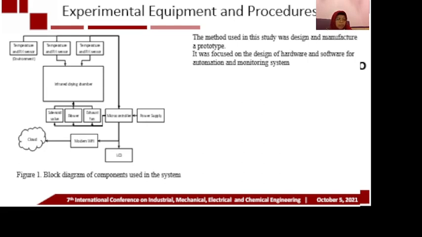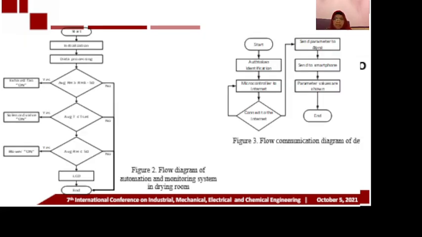Based on Figure 1, the drying room was equipped with 3 temperature and humidity sensors. 2 sensors were installed in the drying room and 1 sensor was installed outside of the dryer. The temperature and humidity values will be processed by the Arduino microcontroller, then the data is displayed on LCD. The flow diagram of the automation and monitoring system for setting temperature and humidity can be seen in Figure 2.